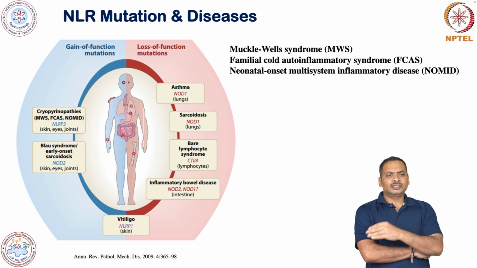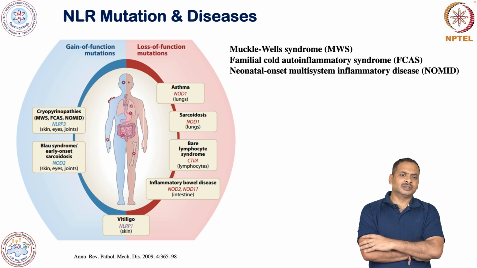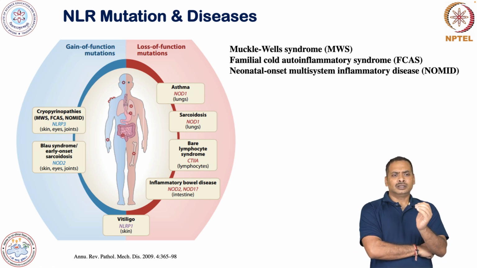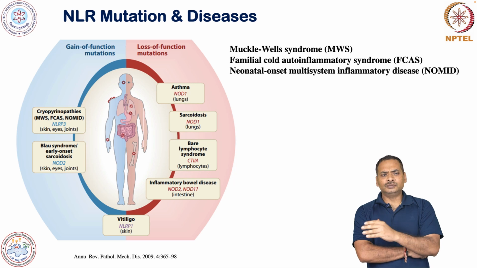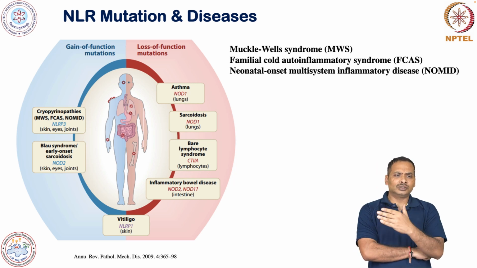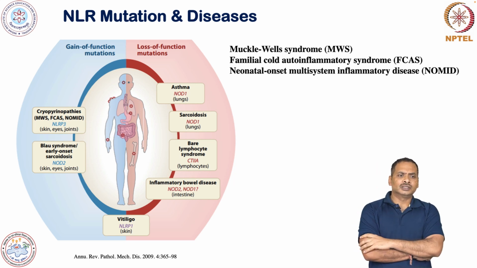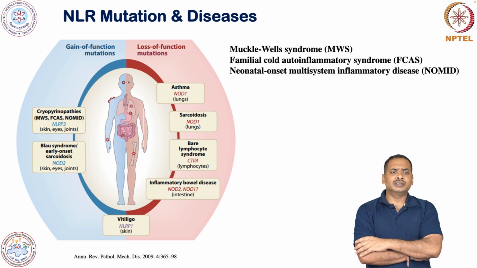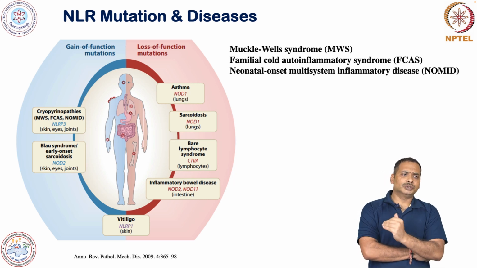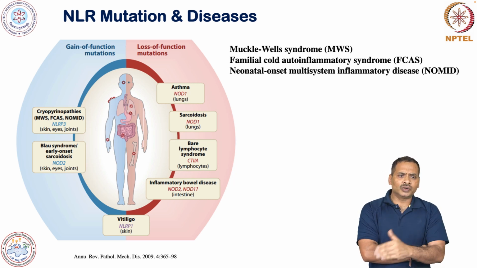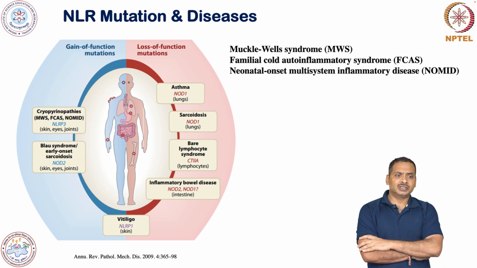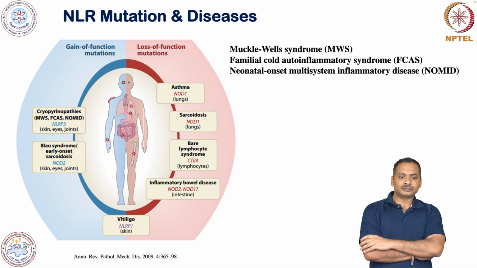Another list of diseases is basically Blau syndrome and early onset sarcoidosis. This is associated with NOD2, and this is again due to overactivation of NOD2 mediated signaling, and it affects skin, eyes, joints.